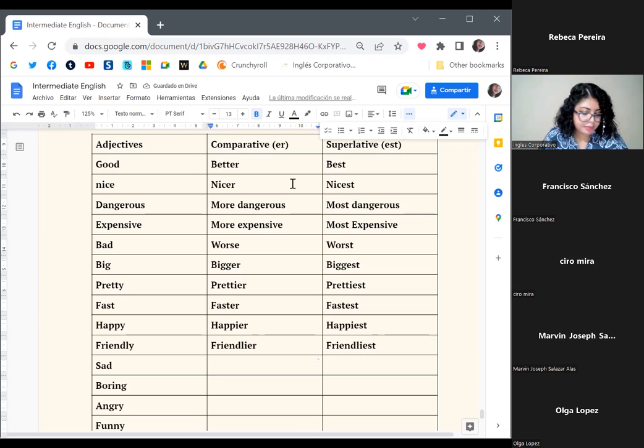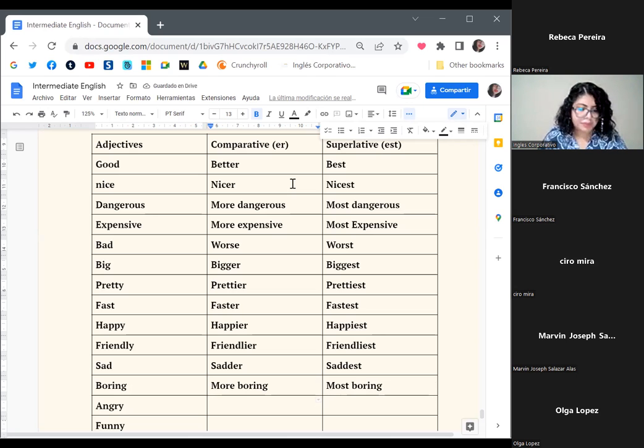Very good. Sad. Sadder. Double the last consonant, and superlative. Saddest. Good. We have three more. Boring. Boringer? No. We are going to use another word. More boring. And superlative, most boring. Good, most boring.